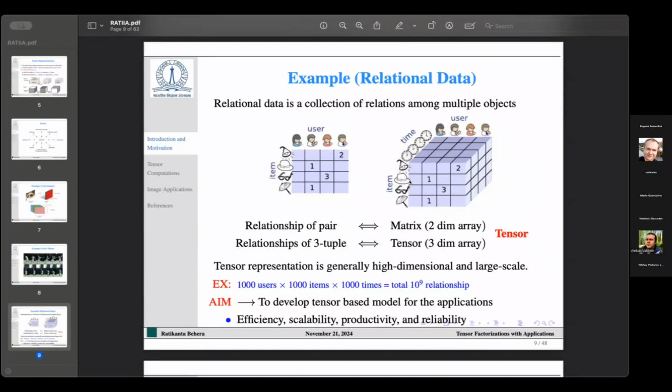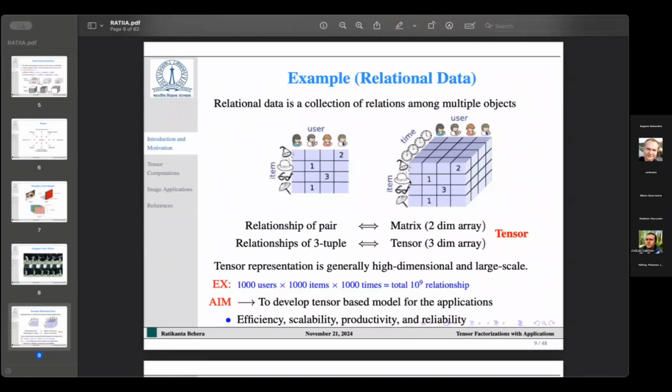And if you increase that way, we can say that tensor representation is generally higher dimensional and large scale. For example, let's say 1,000 users, 1,000 items, and 1,000 times. So we can make it 10 to the power 9 relationships.